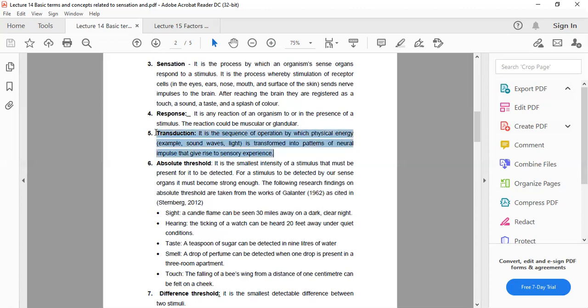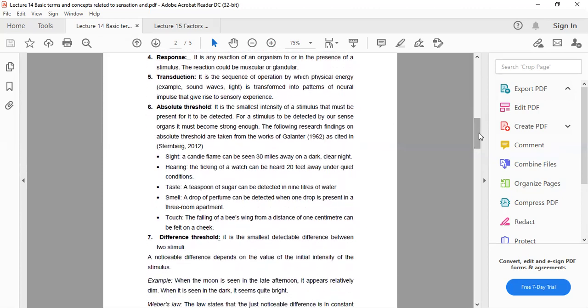Now, let's look at transduction. Transduction is the process where sensory stimulation is converted into energy that the mind can interpret. It is the sequence of operations by which physical energy, such as sound waves and light, is transformed into patterns of neural impulses that give rise to sensory experience. That give rise to what? To sensory experience.